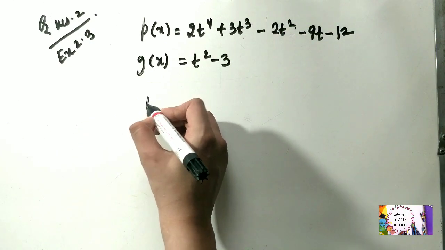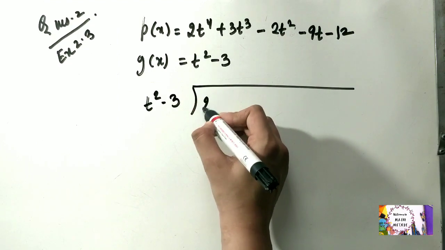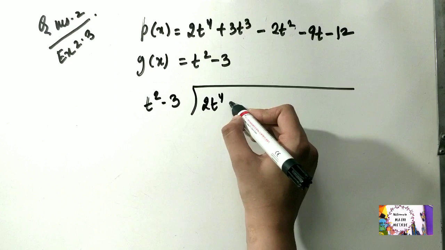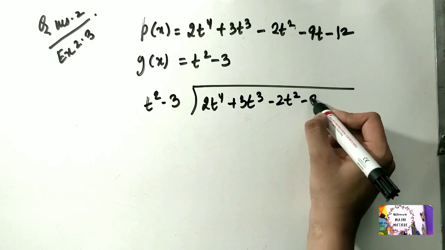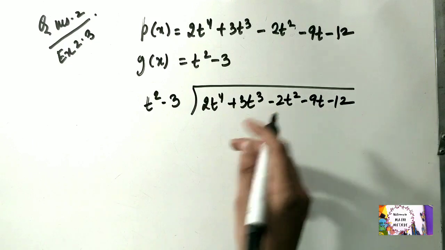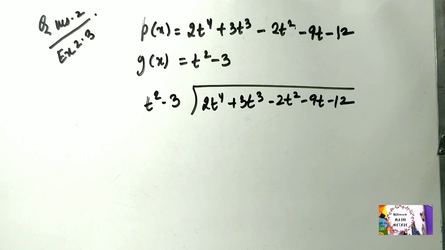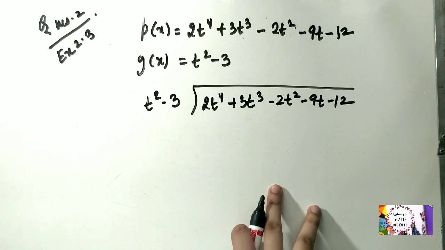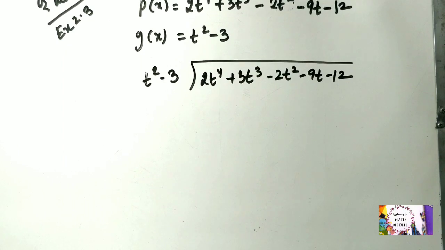gx will stay here, t square minus 3, and we'll write px as t to the power 4 plus 3t cube minus 2t square minus 9t minus 12. So what we'll do, we'll solve it by division algorithm, and if the remainder comes out to be 0, then it is a factor of the other polynomial. If it doesn't come to be 0, then it's not. So we'll solve it by division algorithm as we did before.